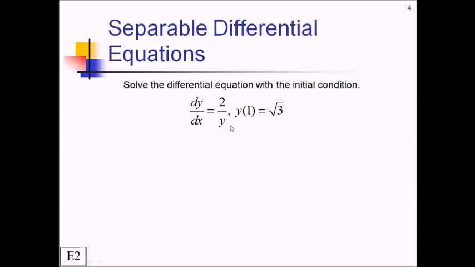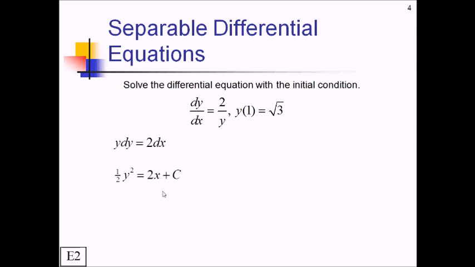So we can start by multiplying y to the left side. That's going to be y dy on the left. And we'll multiply dx to be over on the right side. So that'll be 2 dx. Next, antiderivatives. Antiderivative of y is going to be 1/2 y squared. And over on the right side, this is going to be 2x plus c.